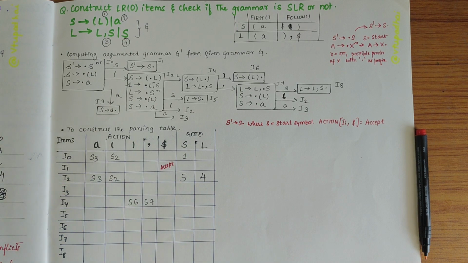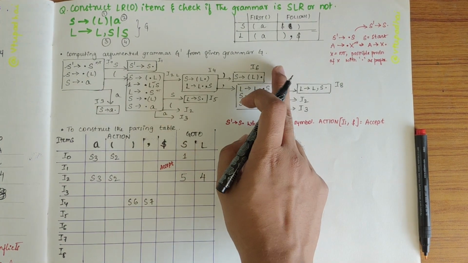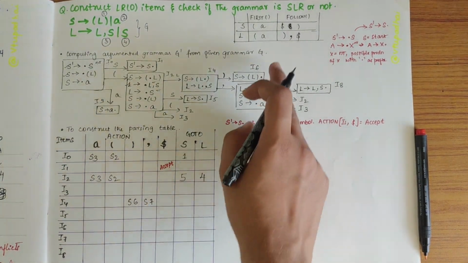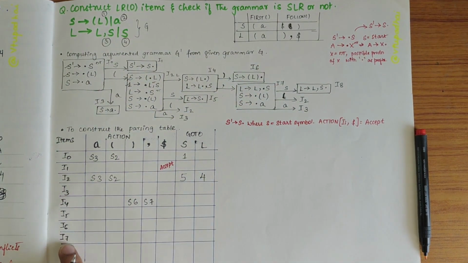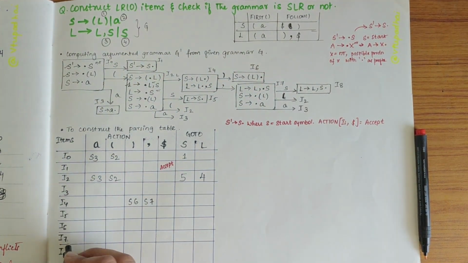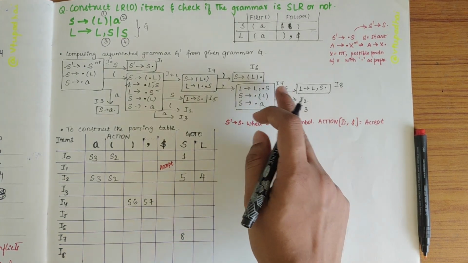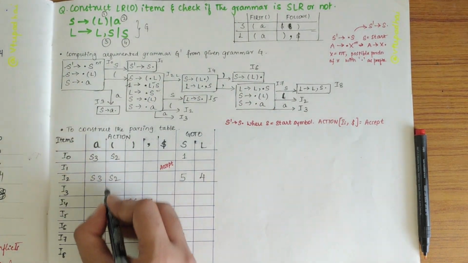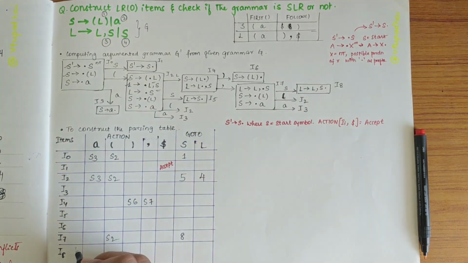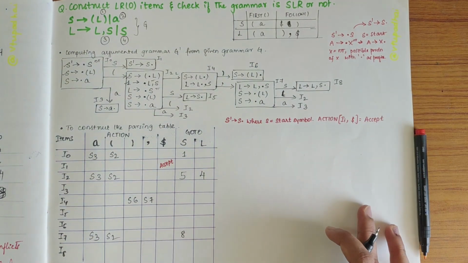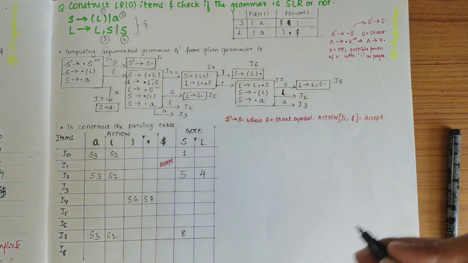Done. Next, I'm done with I4, I5 no, I6 not possible, I7. So I7 over capital S, I would get 8. I7 over open bracket, I get S2. And I7 over small a, I get S3. I8 can't be written further. So I am done with the shifting part.